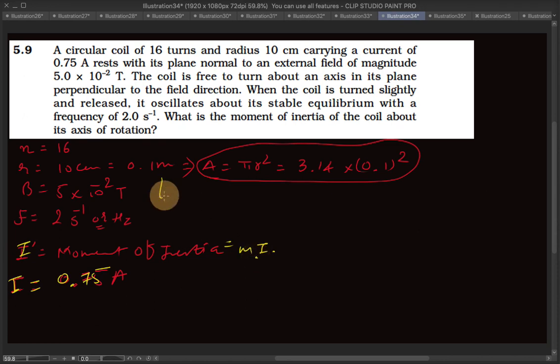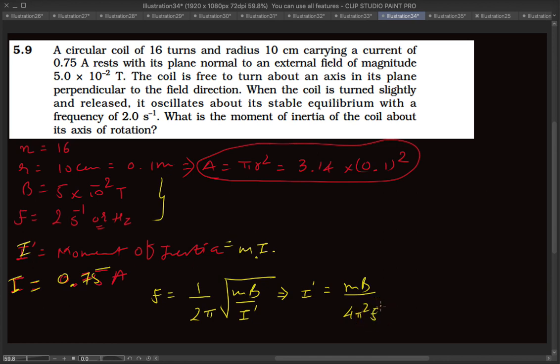So first of all, I am aware of this formula: my f is equal to 1 upon 2 pi under root of MB divided by I dash. So I dash is equal to, I will apply a square on both sides, and then the square root will be removed, and in the denominator I will have 4 pi square f square.